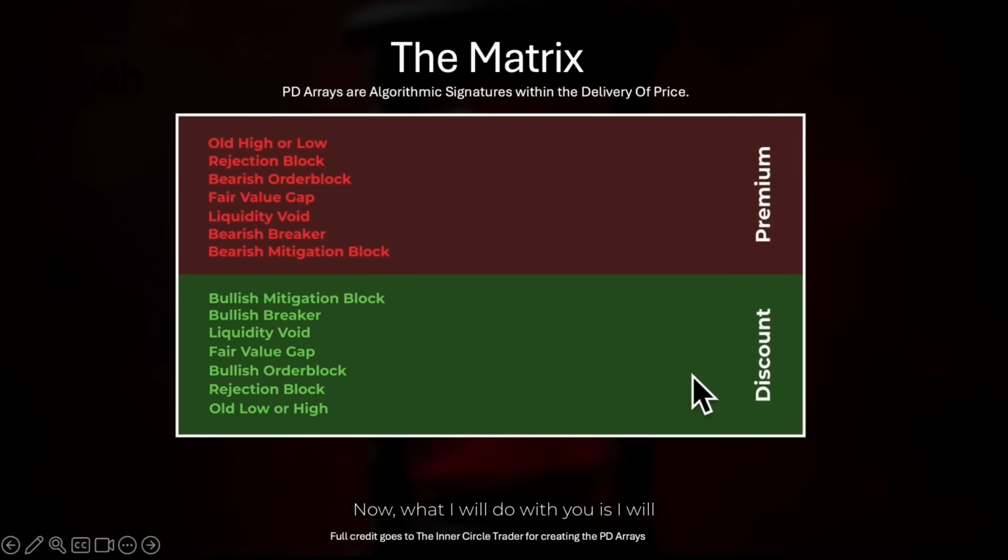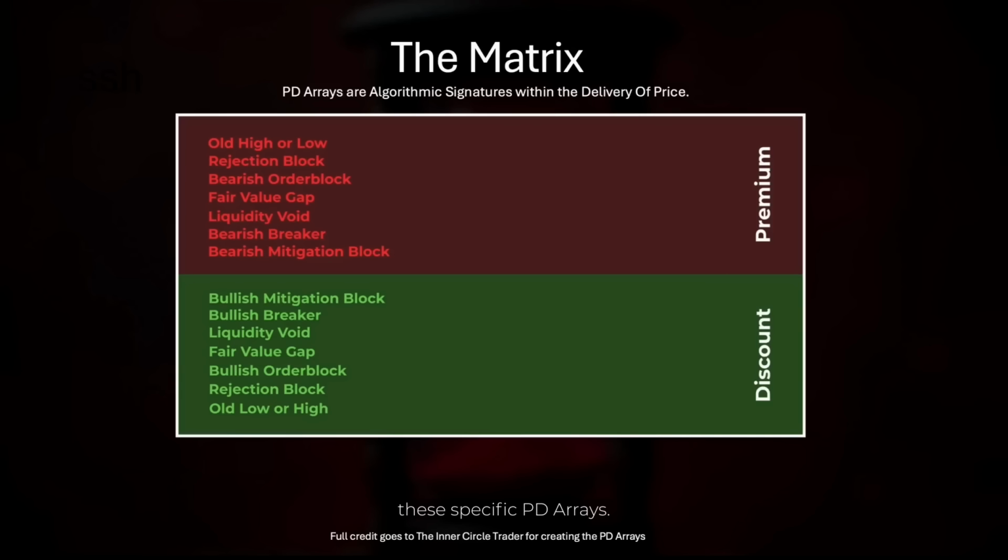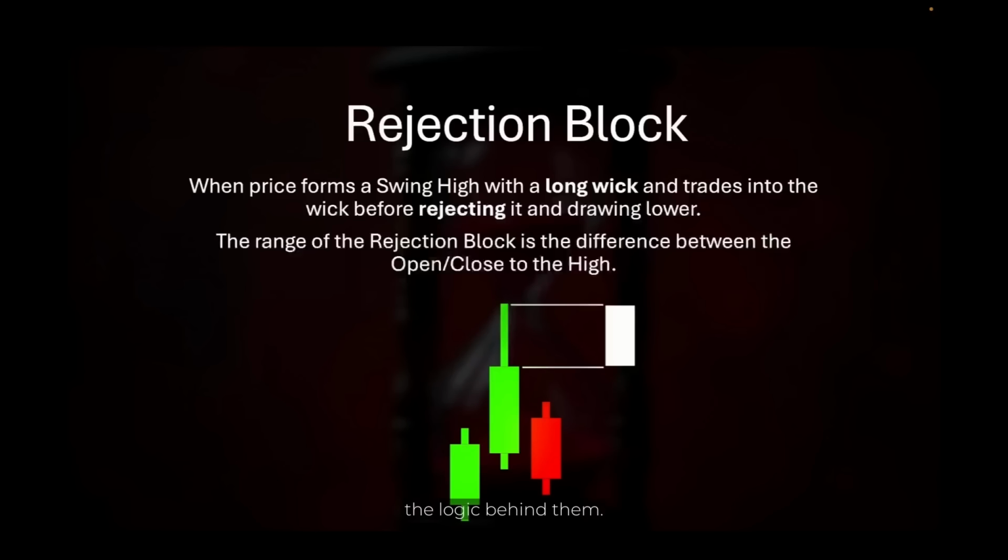Now, what I will do with you is I will walk you through all of these specific PD arrays. I'm going to explain the logic behind them. I will first discuss all the premium arrays with you, and then we're going to take a look at the discount arrays. The sequence of the premium arrays begins with the formation of a bearish rejection block.